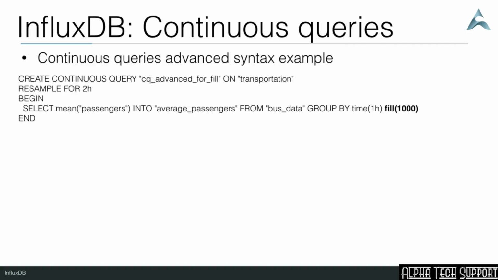Results in the average_passenger measurement in the transportation database. Where possible, it writes the value 1000 for time intervals with no result. CQ_advanced_for_fill executes at 1 hour intervals, the same interval as the group by time interval. Every hour, it runs a single query that covers the time range between now and now minus the for interval, that is, the time range between now and 2 hours prior to now. This fill will fill every empty value with the value 1000.